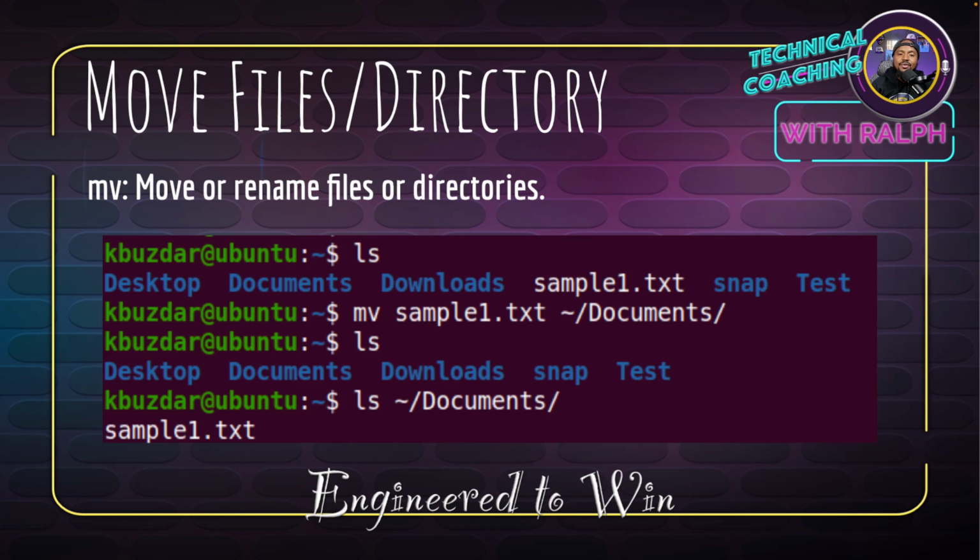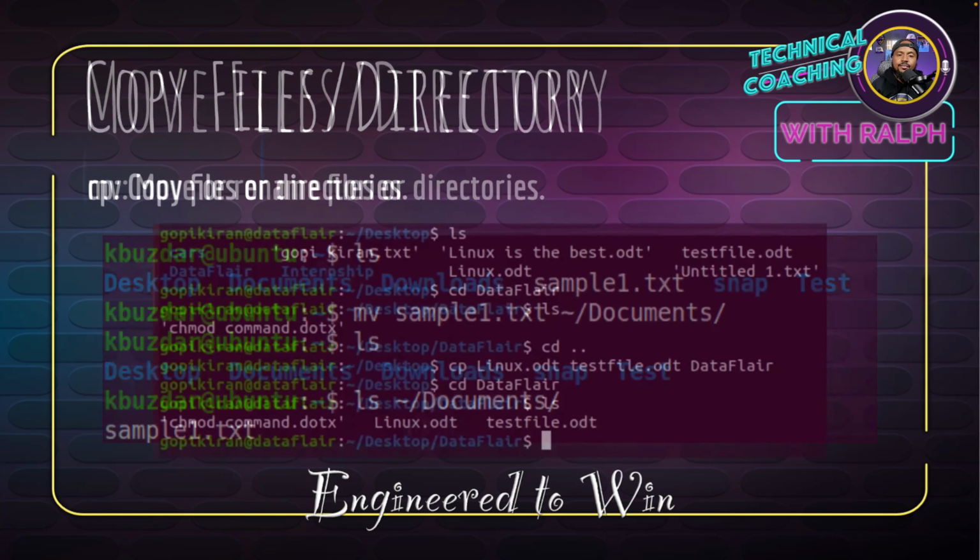Okay. So now that moves us to move files and directories, mv, right? So move or rename files or directories. So in this example, we have the ls to list the files and the directories in the current folder. And now they want to move the sample1.txt to the documents folder, which is what they're doing. So now when they do ls again, you can see they're doing an ls of what's inside the documents folder, and the sample1.txt file is in there.